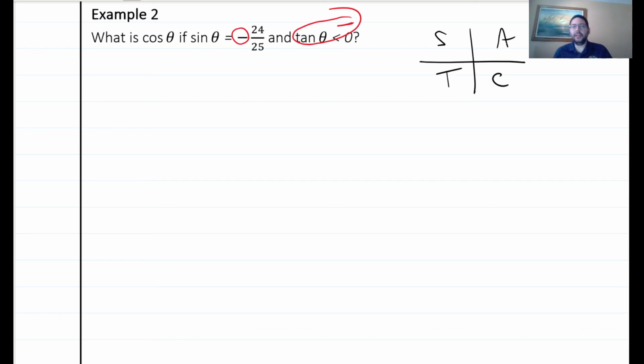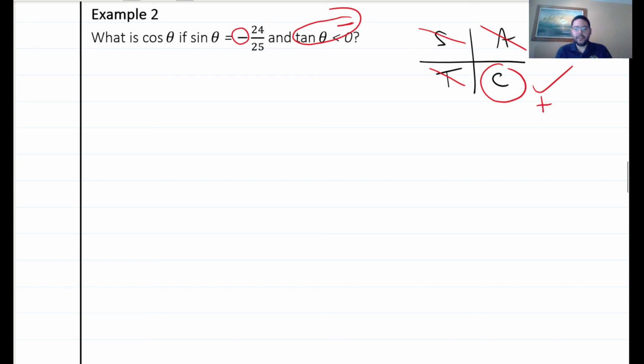All Students Take Calculus. If you look at the first quadrant, all of the trig functions are positive, so it can't be that one, because we just said that sine and tangent are negative. In quadrant 2, sine is positive, so it can't be that one because sine has to be negative. In quadrant 3, tangent is positive, and it can't be that because we just said tangent is negative. So therefore, we have to be in quadrant 4. This means that cosine is going to be positive.